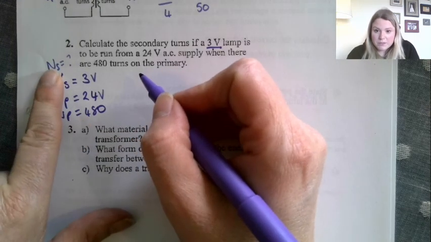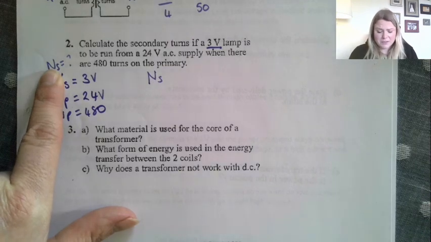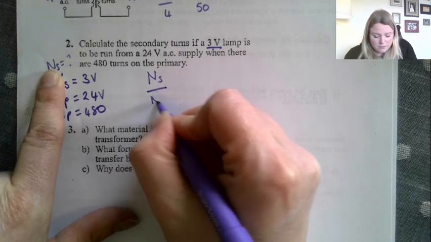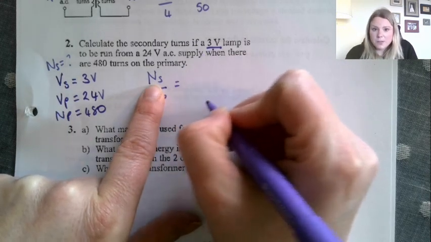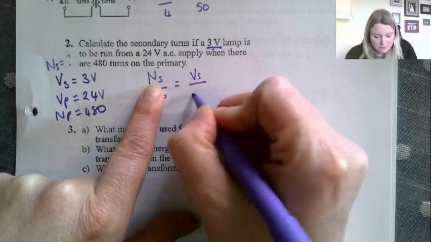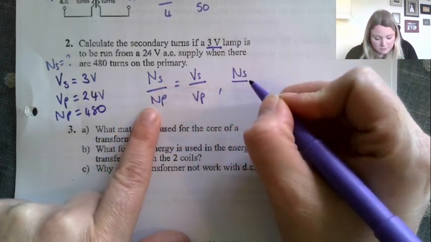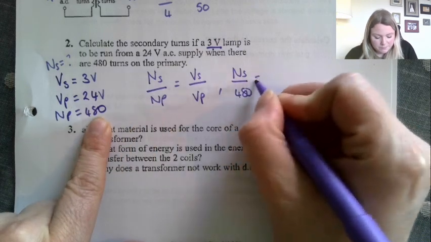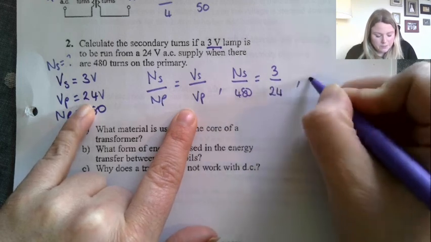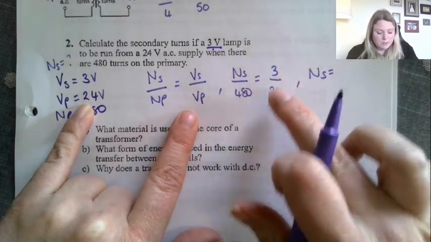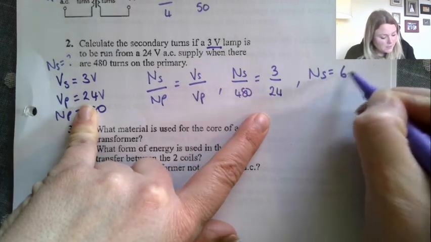So because I'm looking for the secondary number of turns, I'm going to start my equation with Ns. It just means I've less rearranging to do. So Ns over Np equals, remember, keep your secondaries together and your primaries together. So it's going to be Vs over Vp. Fill in what I know. So Np is 480, Vs is 3, and Vp is 24. So Ns is going to be 3 divided by 24 and then multiplied by 480. And that gets me 60.